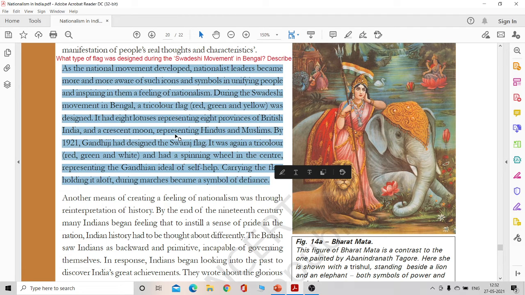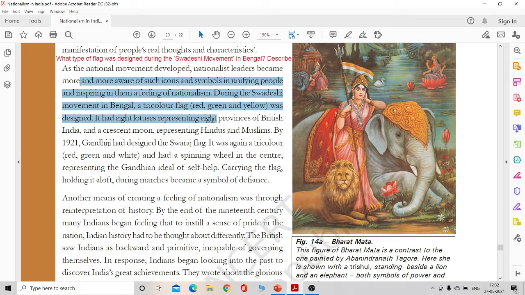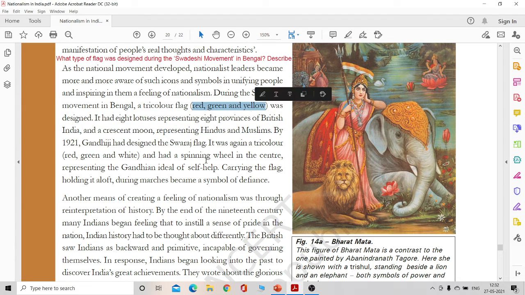Now you may get a separate 3-marker question: what type of flag was designed during the Swadeshi movement in Bengal? So here you have to talk about the tricolor flag, red, green, yellow, and the 8 lotuses. So this part would be the answer. You may also get a 1-marker question: what were the colors of the tricolor flag during the Swadeshi movement? Red, yellow, green. So these colors you have to remember, right?